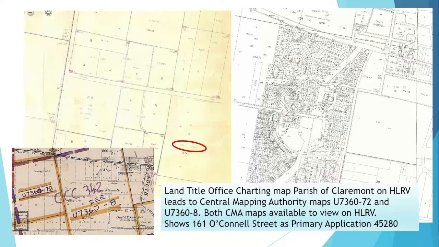And now we're coming on to the Land Title Office charting map for the parish of Claremont. Again, all of these are available on Historic Land Record Viewer, except for the Crown plans that have to be purchased from the info brokers or viewed at State Archives.